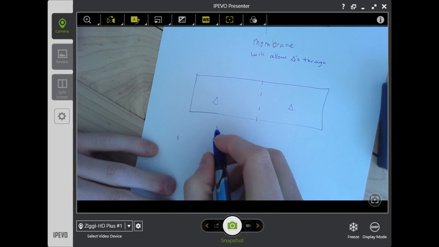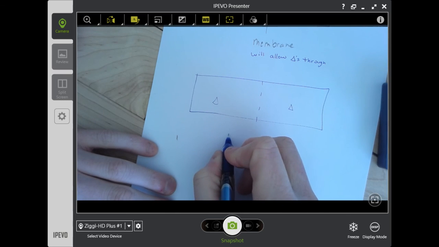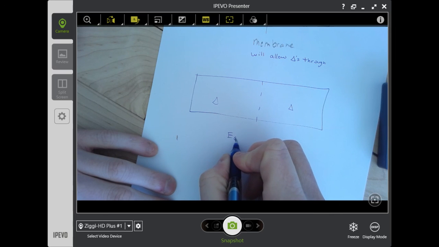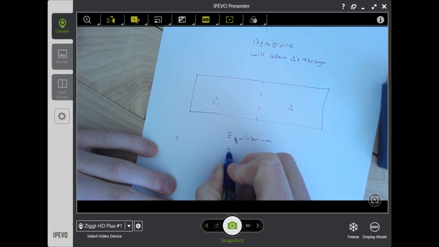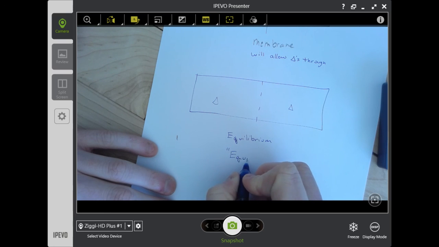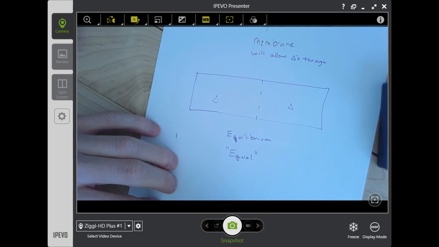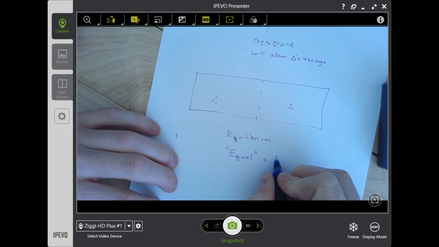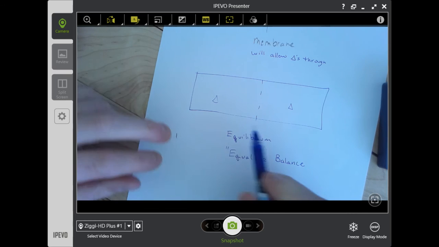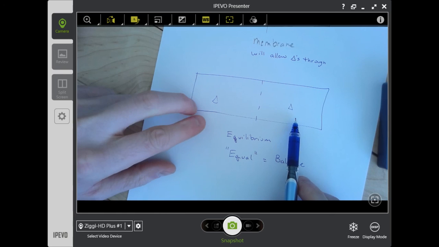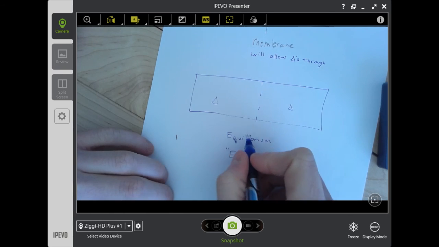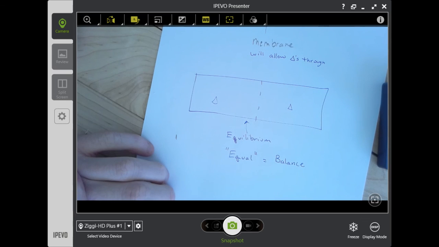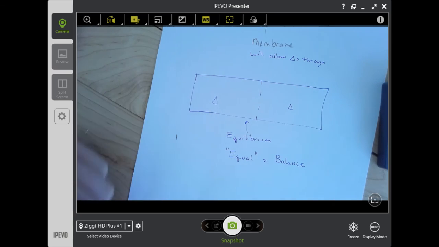Next, I want to talk about a few new words, one being equilibrium. Okay, the root word here is equal, or we can think of balance. Okay, so notice that there's an equal amount of triangles on either side. There's a balance of triangles on either side. We can say that this is at equilibrium. Okay, we found or reached equilibrium is what we would say.